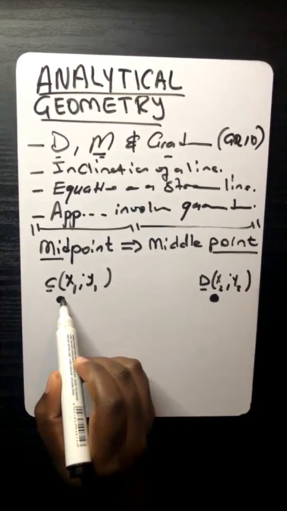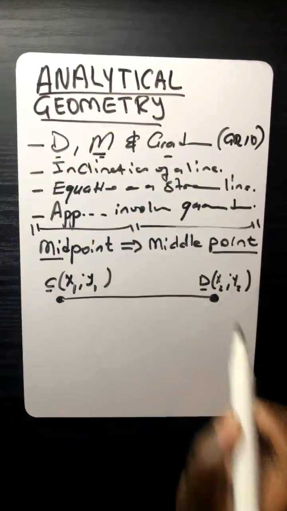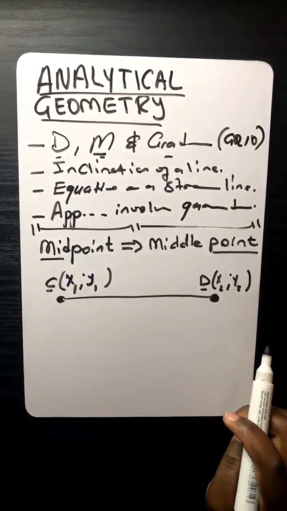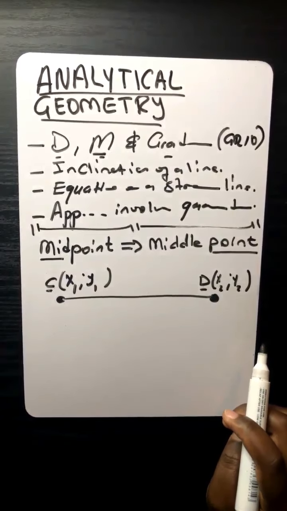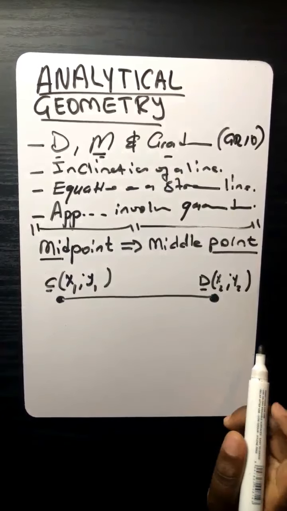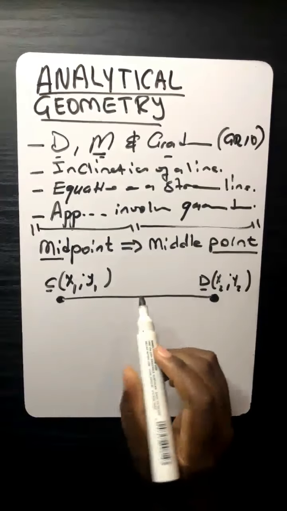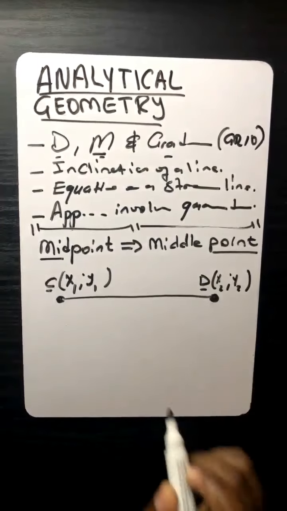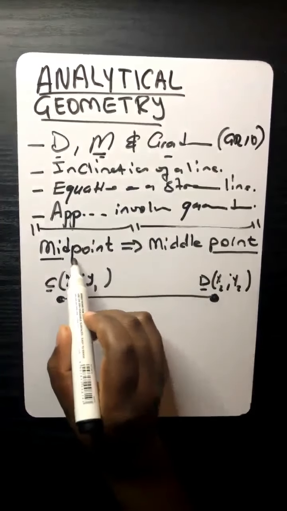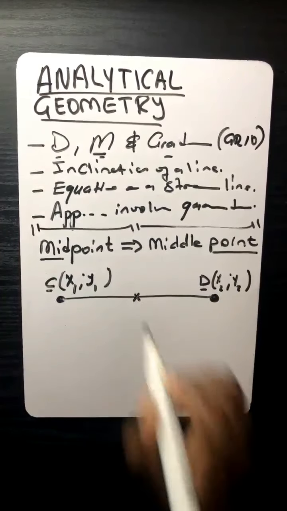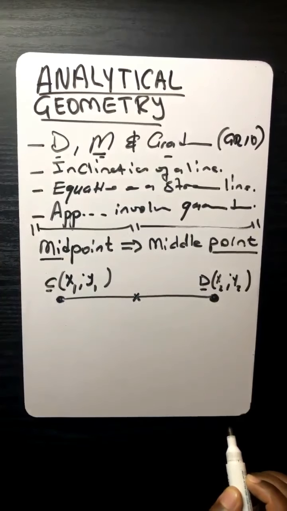So you've got a length between these 2 points. What does it mean when we talk about the midpoint formula? The midpoint formula helps us to find a point exactly in the middle of these 2 points. So the moment you use the midpoint formula, it gives you that point which is exactly there in the middle.